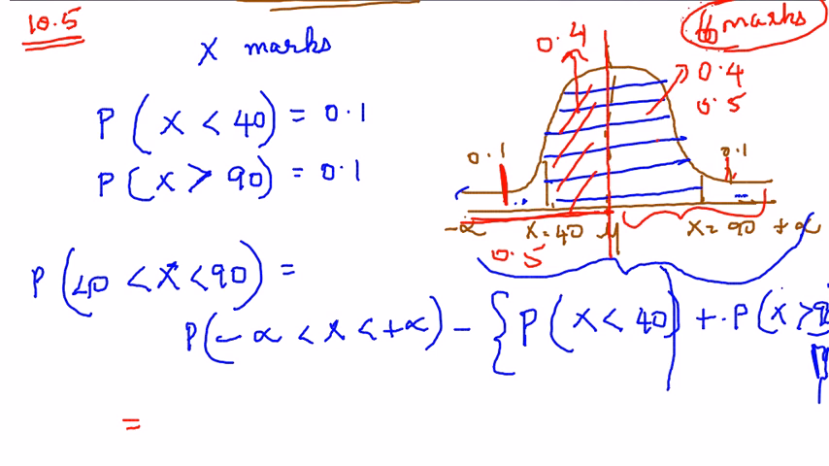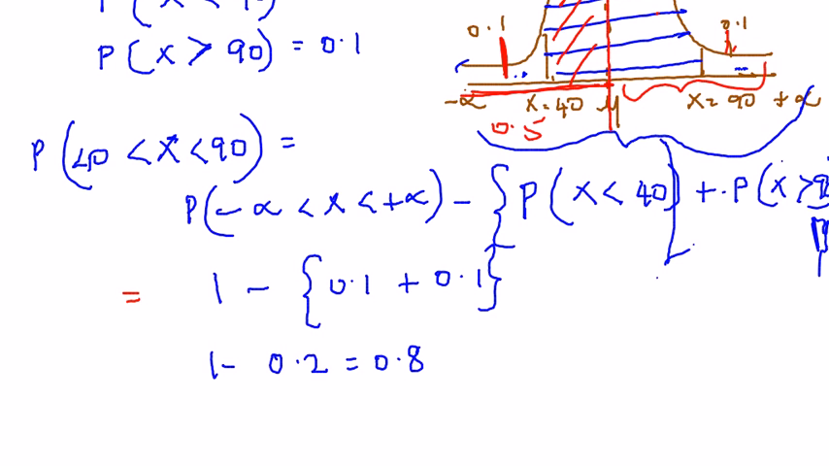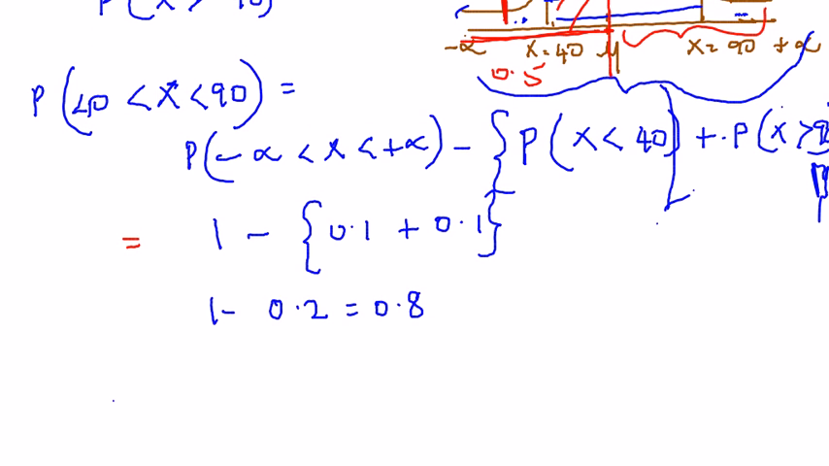So probability that x lies between minus infinity to infinity, the whole area under the bell curve, is 1, minus the probability of x lying less than 40, which is 0.1, minus another 0.1, right? So it will be 1 minus 0.2, which is 0.8. So this is also the same way of doing this sum. So out of 800 students, you have to find the number of students who will score between 40 and 90, right?